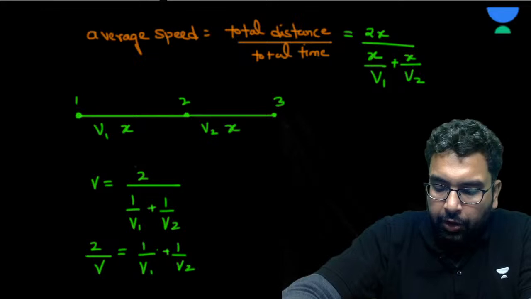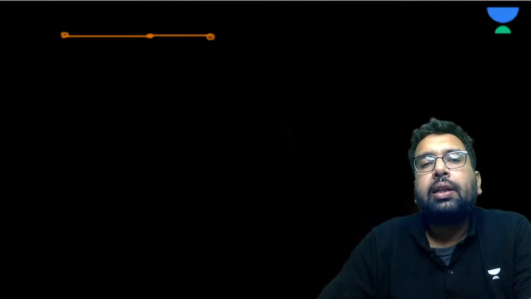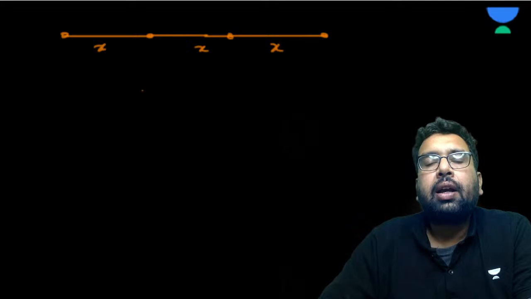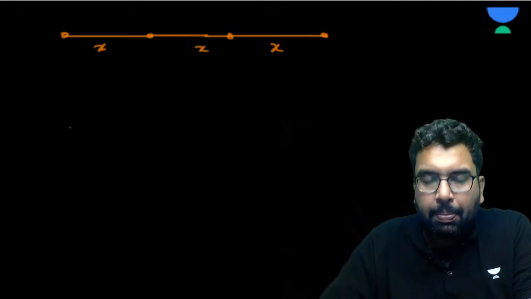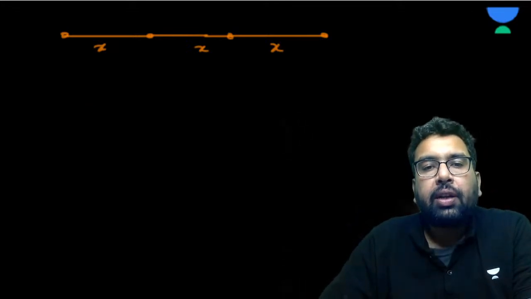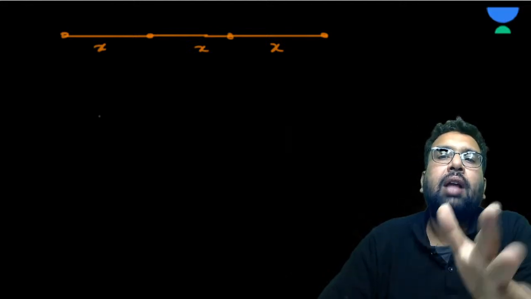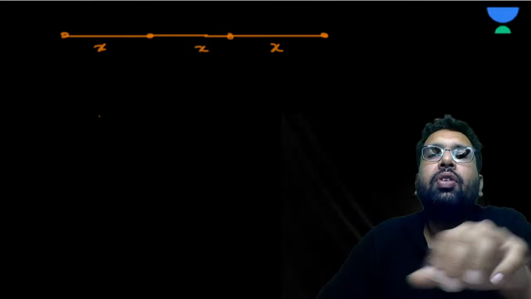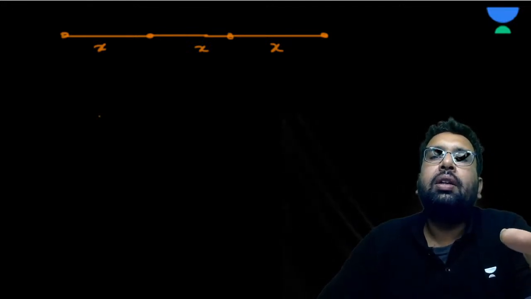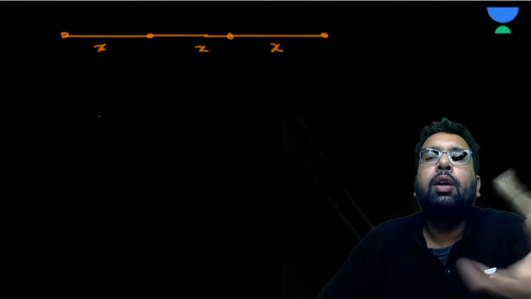Now see, whenever equal distances are being covered at different speeds, be it 3 equal distances or 4 equal distances, let's suppose 3 equal distances are covered. See, this is a hack. They can manipulate the language of the question any way they want. Like they may say there is a distance, half is covered in this time, then half is covered, or first one third is covered in this time with this speed, or like that.